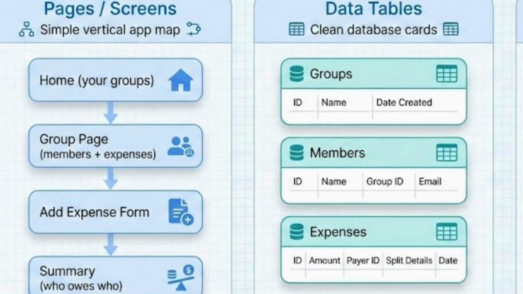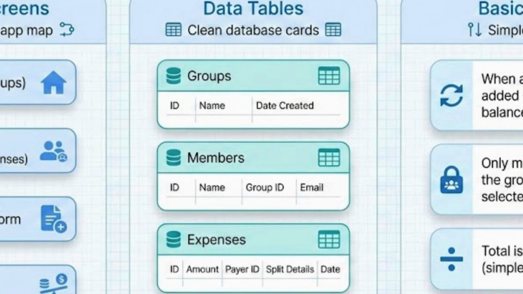Second of all, map the tables. Now the AI needs to know what information we are storing. This is where people mess up because they don't tell AI what data exists. So the AI invents random fields and your app becomes messy. Instead, you should define tables like users, groups, expenses, orders, and booking. And you don't need coding knowledge for this. Just answer what needs to be saved.